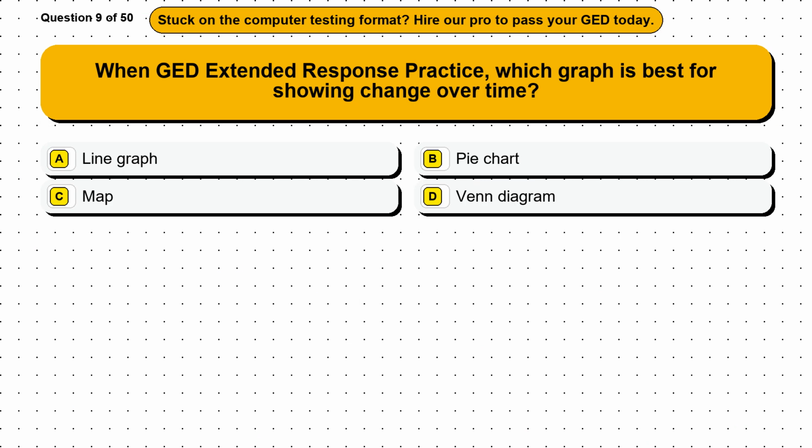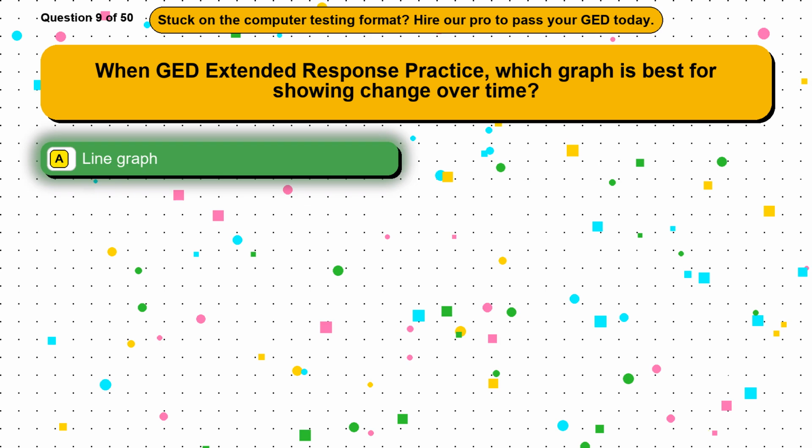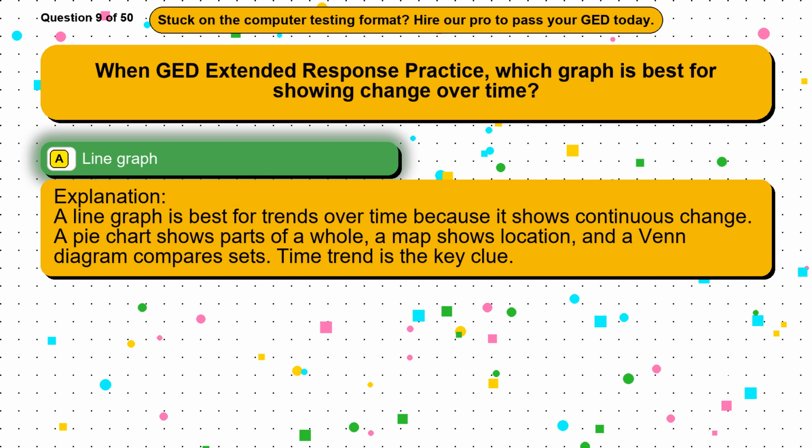Question 9. When GED Extended Response Practice, which graph is best for showing change over time? Option A, line graph. Option B, pie chart. Option C, map. Option D, Venn diagram. The correct answer is option A. Line graph. A line graph is best for trends over time because it shows continuous change. A pie chart shows parts of a whole, a map shows location, and a Venn diagram compares sets. Time trend is the key clue.